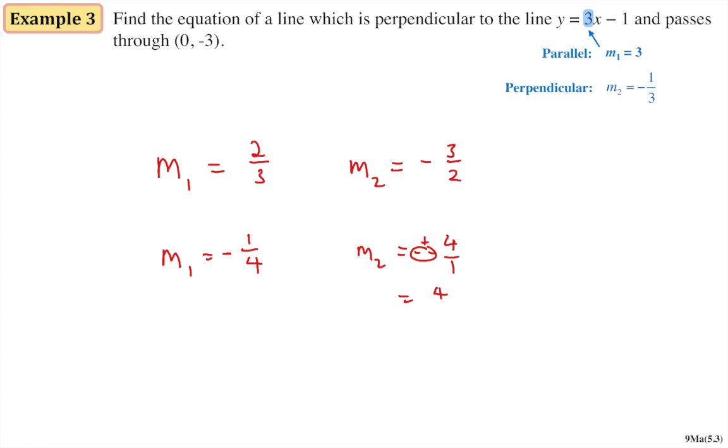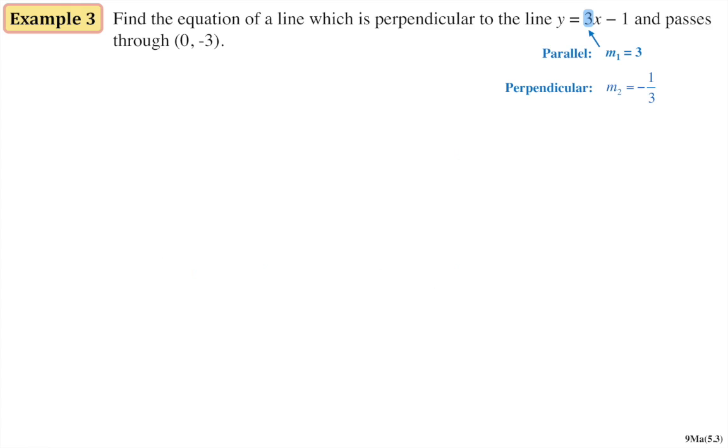So the shortcut to finding any line's gradient is to look in front of the x. If you want to find the gradient of any line that's perpendicular, you take that number in front of x, take the reciprocal, that means turn it upside down, and put a minus in front of it. When we look at this question here, think of 3 as 3 over 1, turn that upside down, it's 1 over 3, we put a minus in front of it.